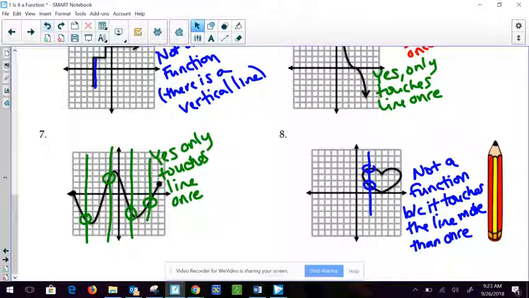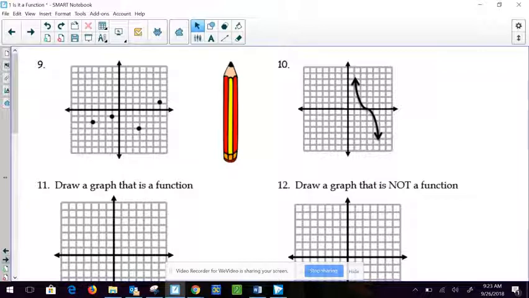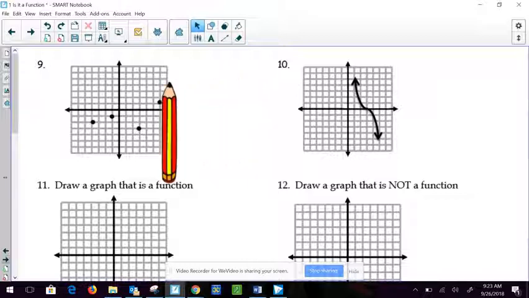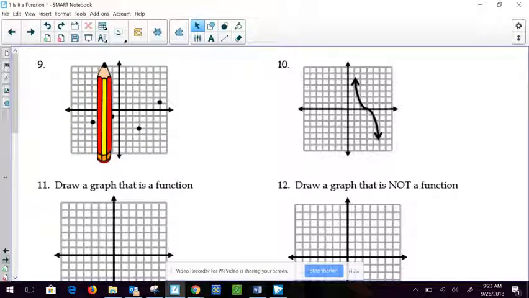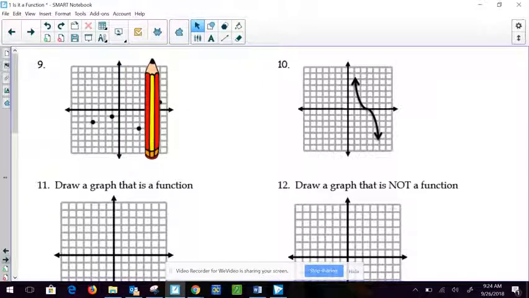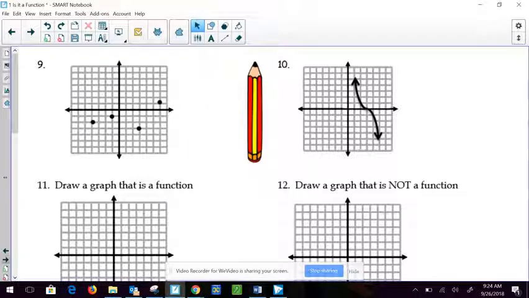Let's look on the back side of your notes. Pretty much these all look pretty similar, but number 9, if you notice, my dots are not connected. So if we look at number 9 and I go through every single dot, do you see how my pencil only hits that one dot? If I keep going to the next dot, again, I only hit one dot with the side of my pencil. Again here, I only hit one dot. And then finally with my 4th dot, again, I only hit one dot. So we would say, yes, this is a function because it passes the vertical line test.